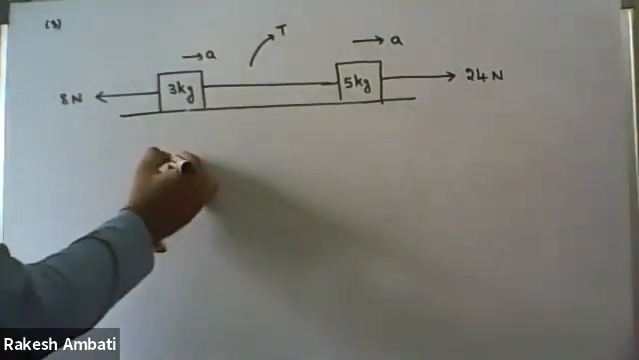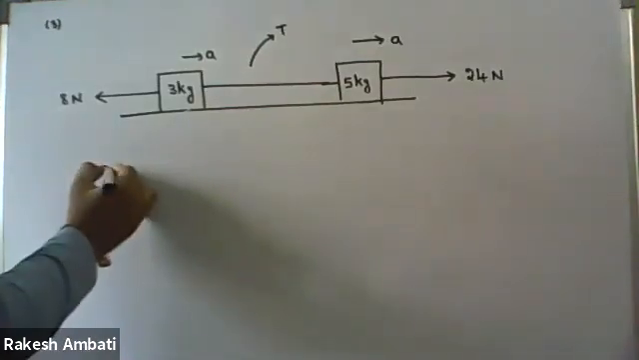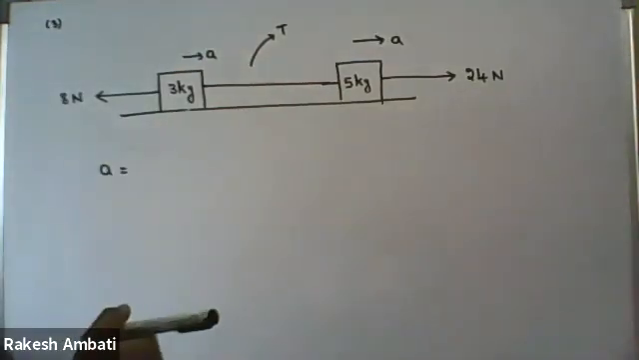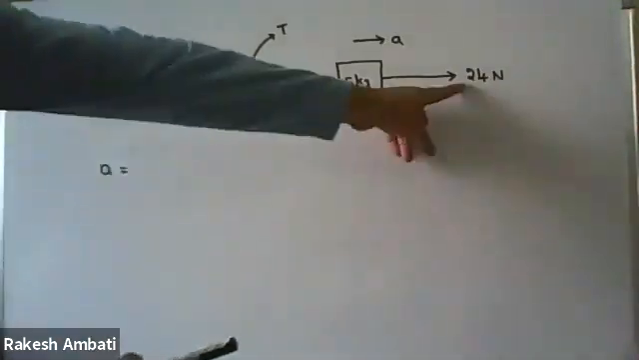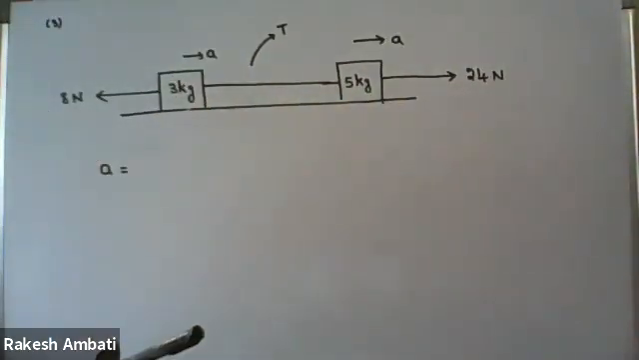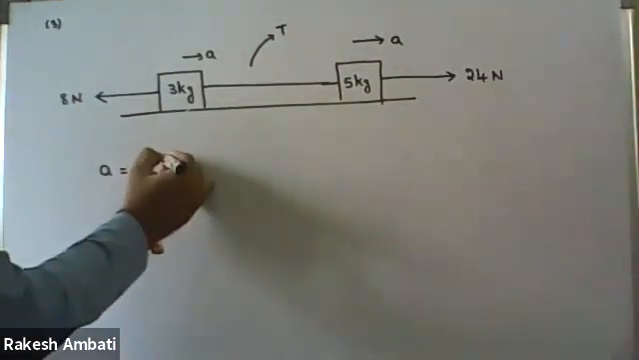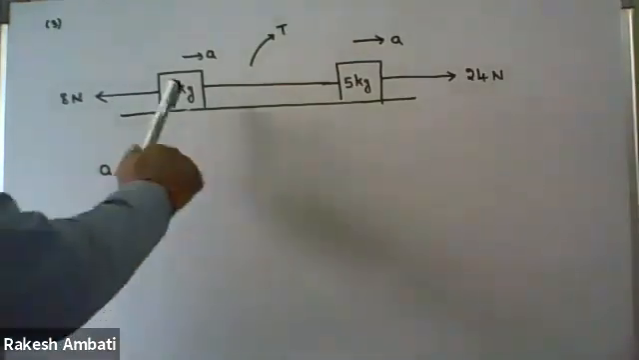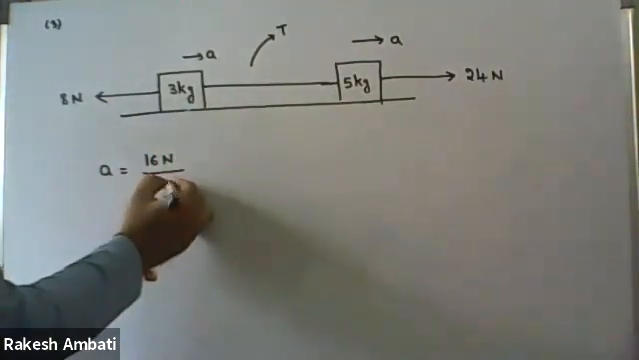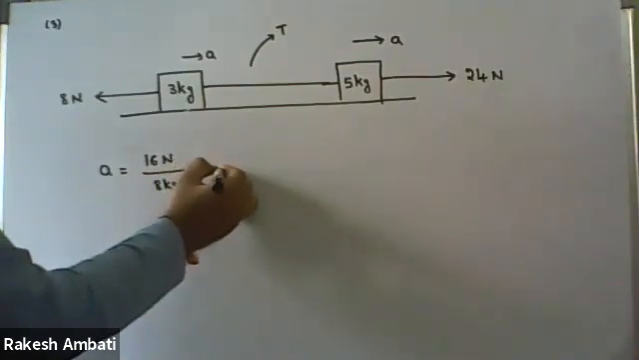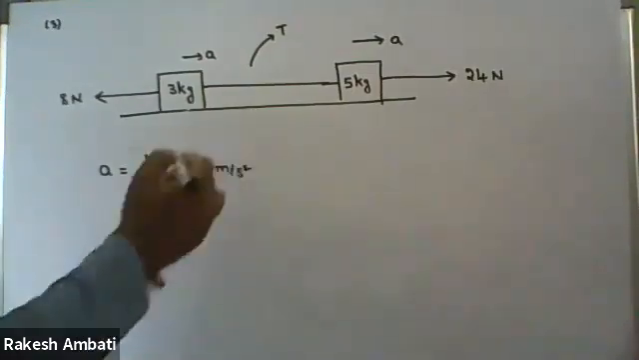What is the short trick to find the acceleration? Resultant applied force upon the sum of the masses. What is the resultant applied force? 24 minus 8, so 16 newtons, upon the sum of the masses, 8. Therefore, 2 meters per second square.